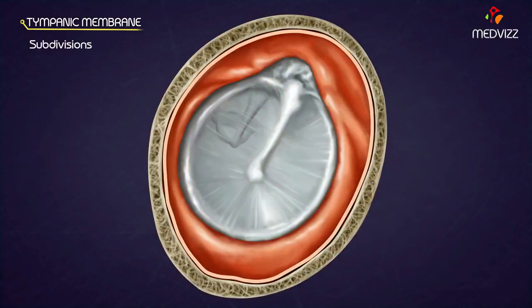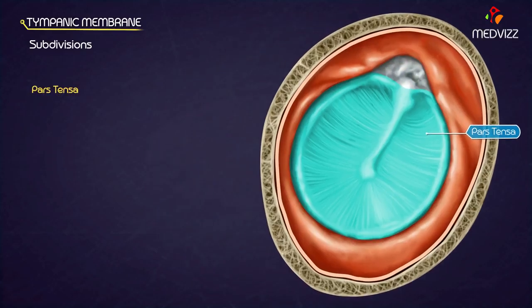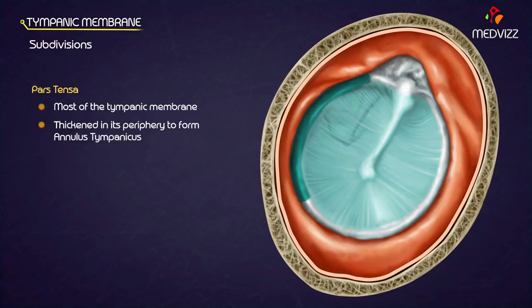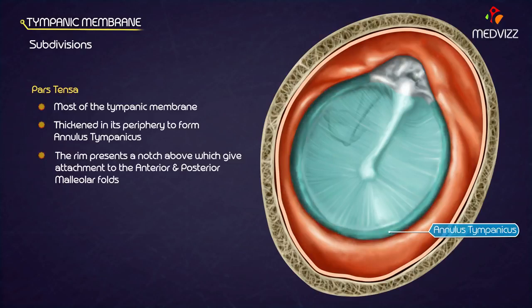Subdivisions. The tympanic membrane is divided into two parts, pars tensa and pars flaccida. Pars tensa. It forms most of the tympanic membrane. It is thickened in its periphery to form a fibrocartilaginous rim called the annulus tympanicus. The fibrocartilaginous rim presents a notch above.